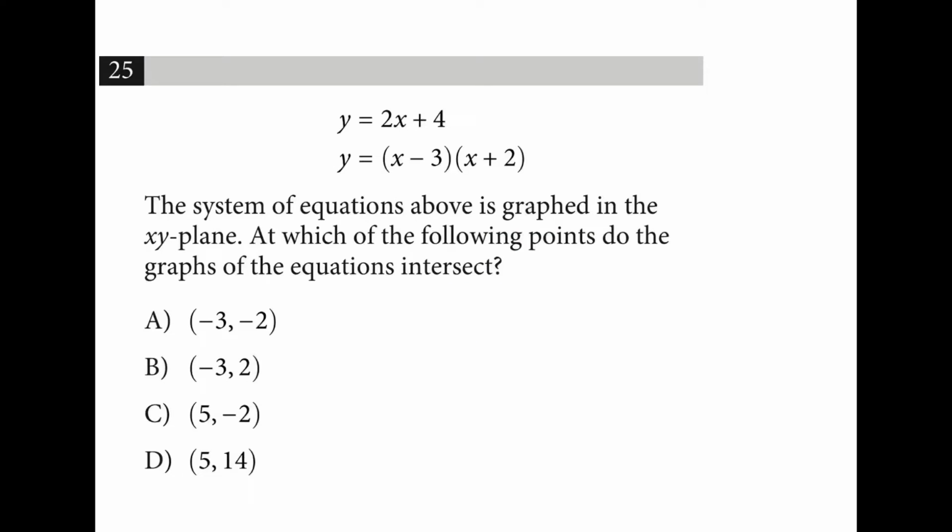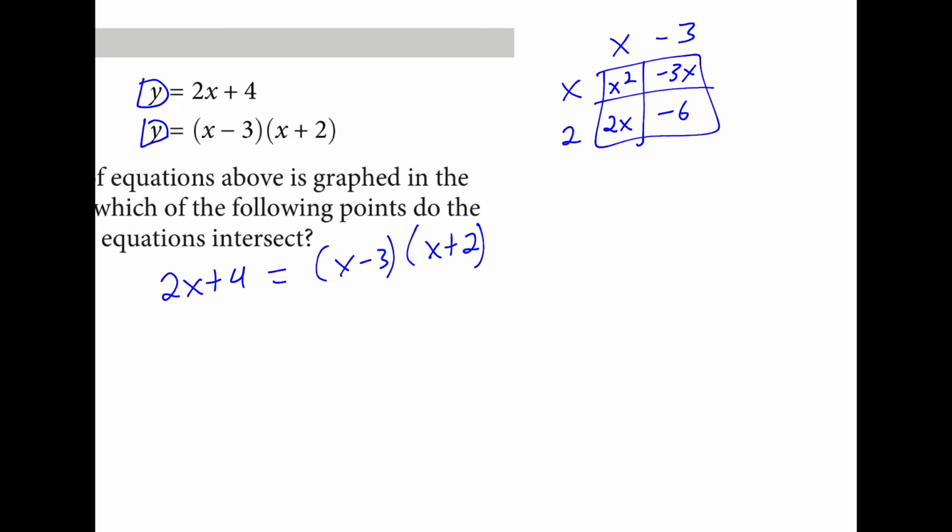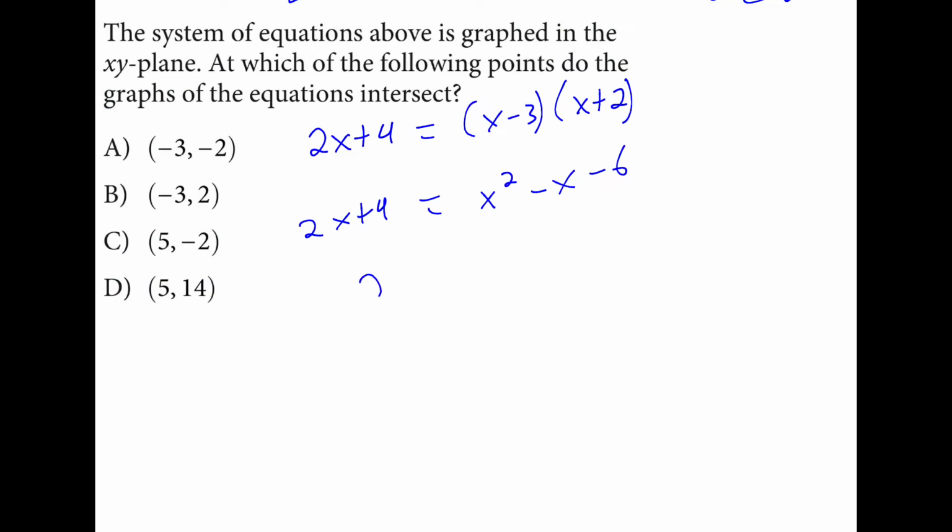The system of equations above is graphed in the xy plane. At which of the following points do the graphs of the equations intersect? So I can set y equal to y, which looks like this. I like to use the box method to multiply binomials, so (x minus 3) times (x plus 2) gives me x squared plus 2x minus 3x minus 6. If I combine like terms, I have x squared minus x minus 6, all equal to 2x plus 4. If I move everything over, I have x squared minus 3x minus 10 is equal to 0.